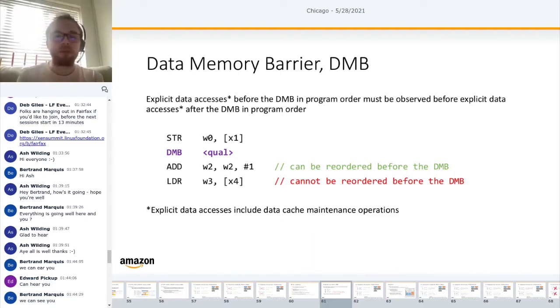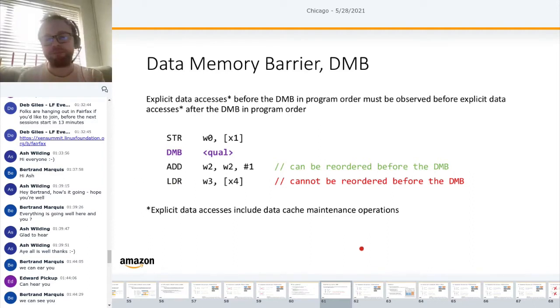So we've got a little snippet of code on here. We've got an explicit store, we've got our DMB, we've got an add instruction, and we've got an LDR. Well, this add has no register dependencies with any of these loads and stores, and it's not an explicit data access, right? It's not a load, it's not a store, it's not a data cache maintenance operation like a data cache clean or a data cache invalidate. Therefore, this add can be reordered before the DMB, but the LDR cannot.